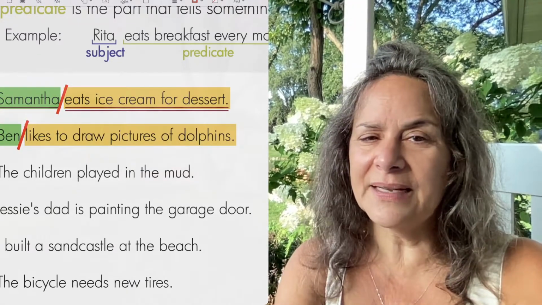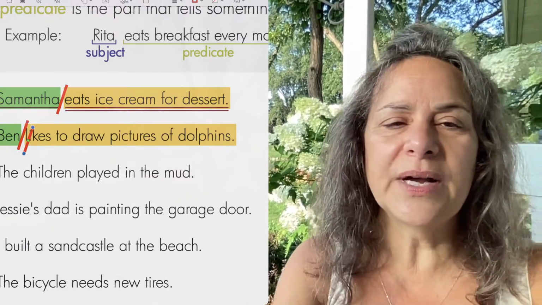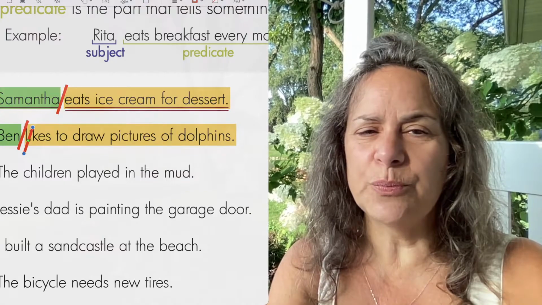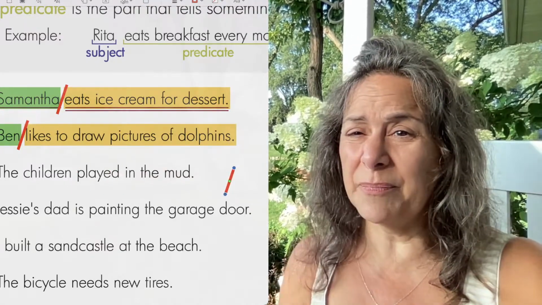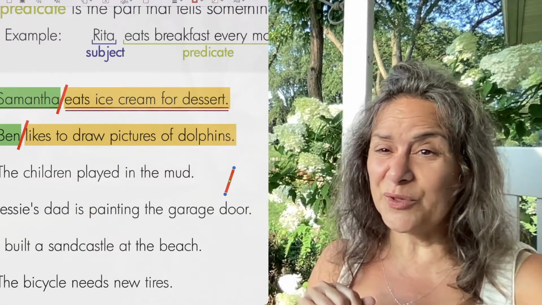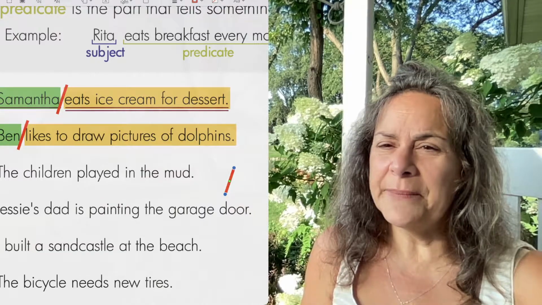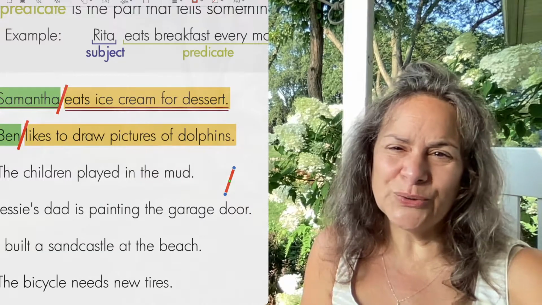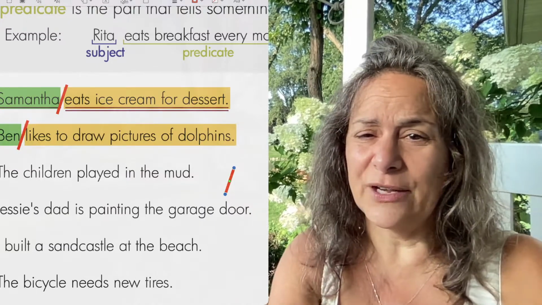Let's take a look at the next sentence. And what we want to do again is put a line where we see the verb and separate the verb, put it before the verb, which should be after the subject. The children played in the mud. Well, there's an action there. We can see the action.